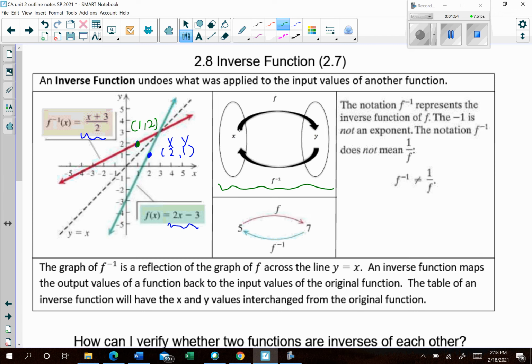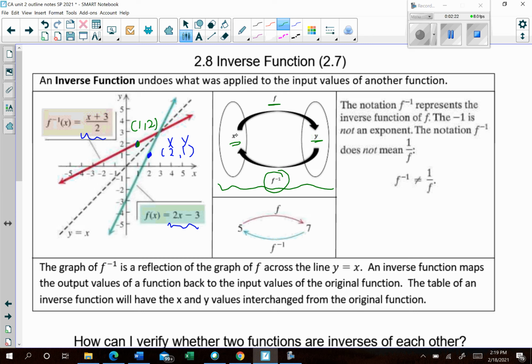You plug a value into the original function, and you get the return value. Then if you plug that value you just obtained into the inverse function, that's inverse notation right there. We'll talk about that in just a second. You plug that value into your inverse function, and it will send you directly back to where you started. So it's just kind of like a loop.